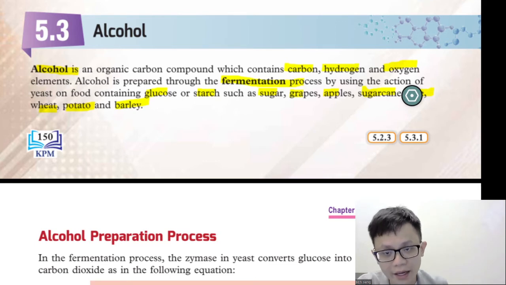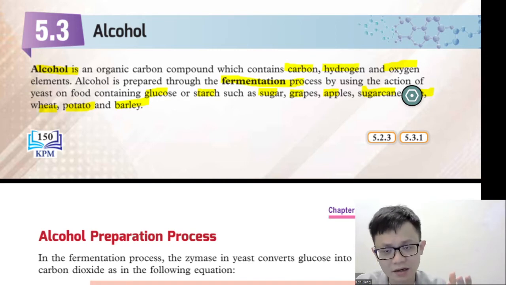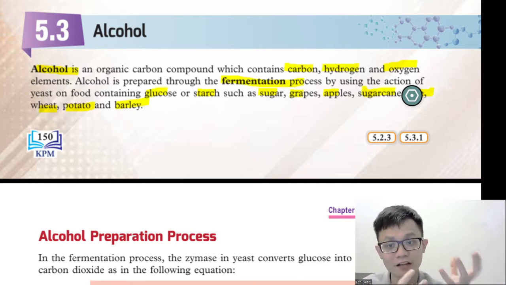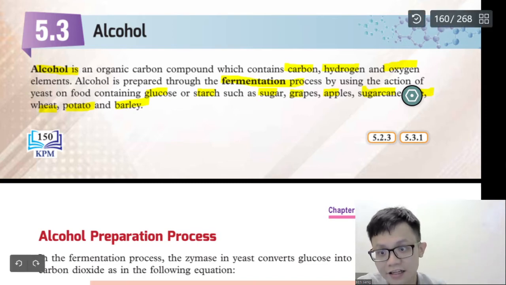So how to make alcohol? When you drink wine or beer, you can see that Carlsberg is 5%, maybe red wine 40% alcohol. This reflects the percentage of alcohol in the bottle. So what is actually alcohol? Alcohol is an organic compound which contains carbon, hydrogen, and oxygen.